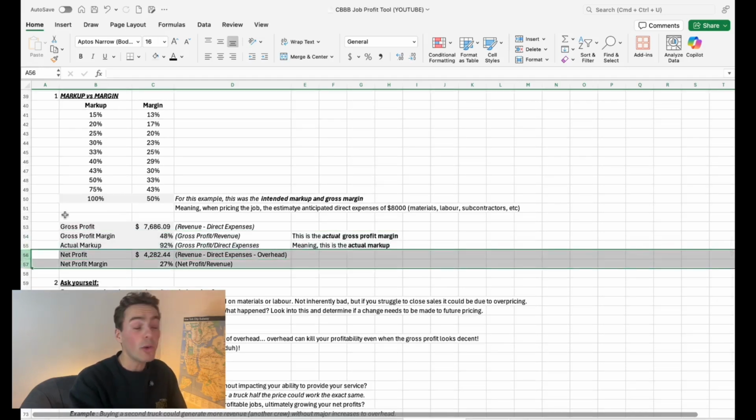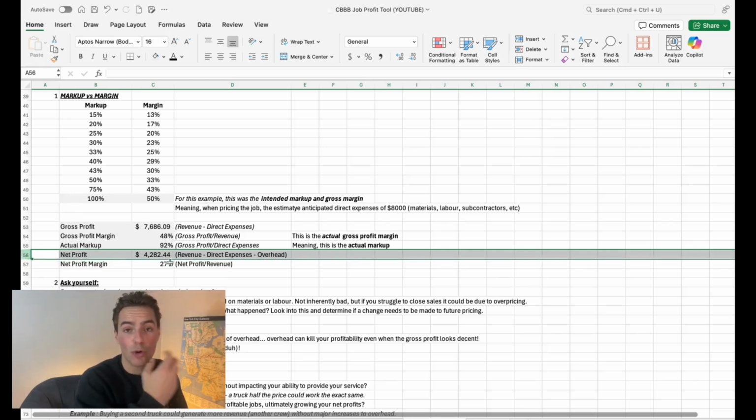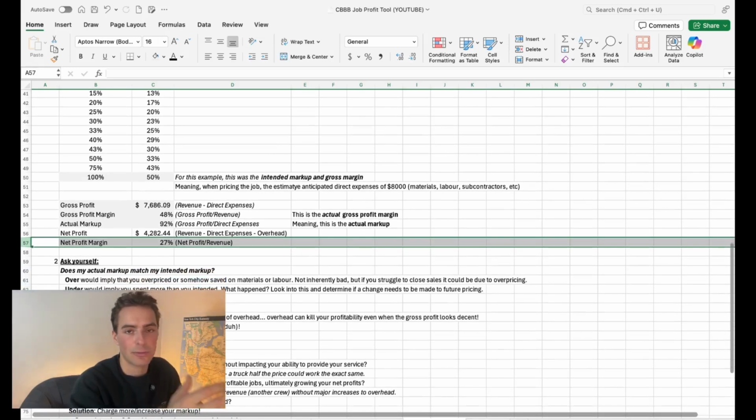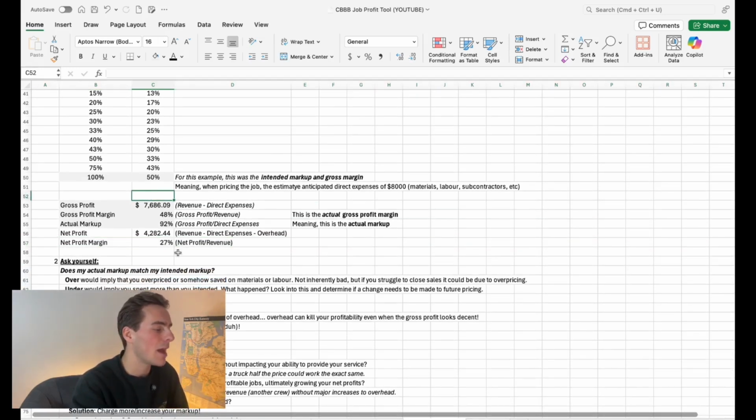So the gross profit is your revenue minus all your direct expenses. To get net profit, we then also subtract the overhead, which we determined was 3.4 grand. And the net difference here is your net profit. So 4.2, almost 4.3 grand. Then you can calculate a percentage for that too. Your net profit of 27% is really good. This job was really, really profitable. 27% is a good net profit. Of course, it's going to depend on your business, but for the sake of this example, I'm happy with it.